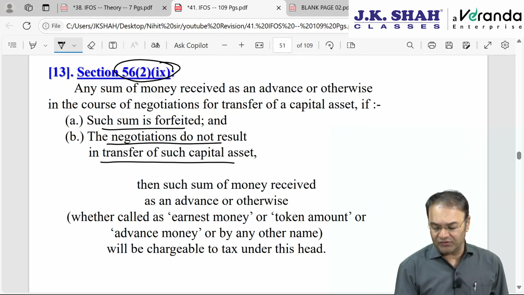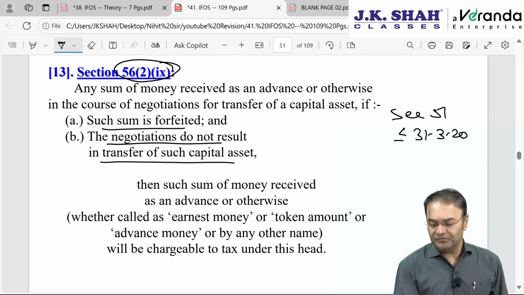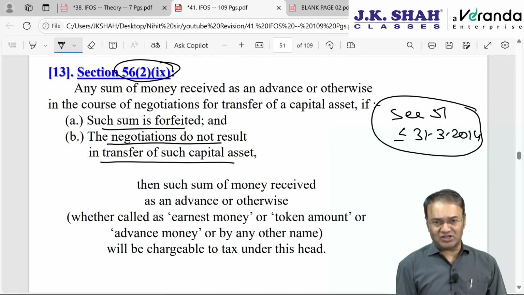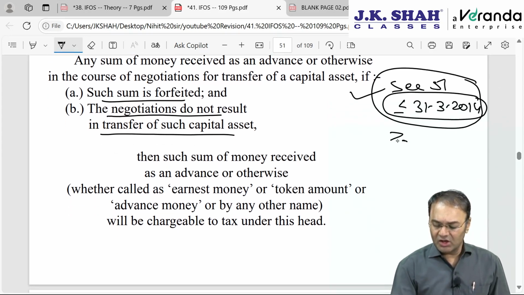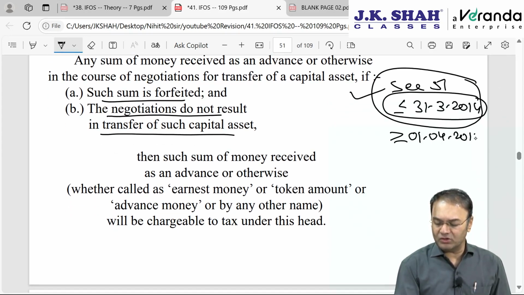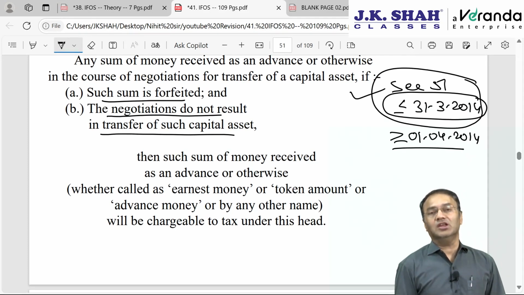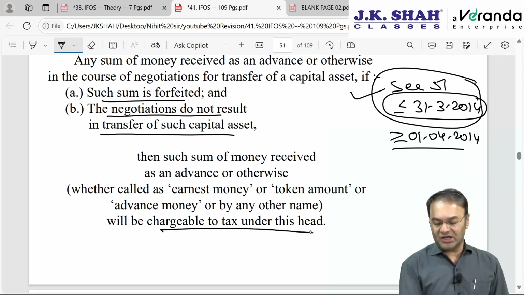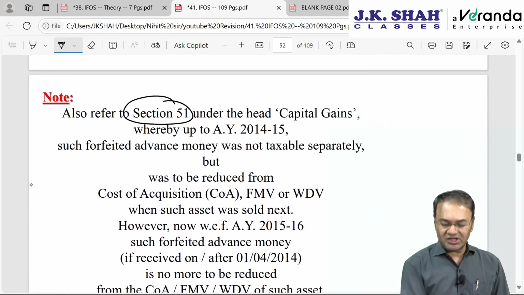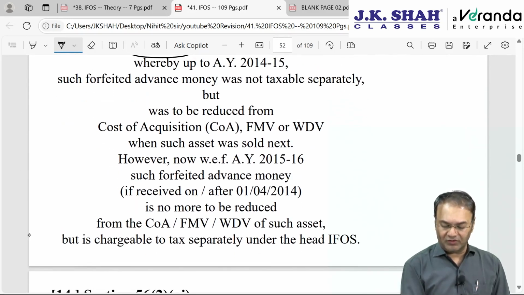Earlier it was governed by section 51 up to 31st March 2014. Because of some inherent defect, that section is still there, applicable if the advance was received up to 31st March 2014. The new government introduced this: if advance is forfeited on or after 1st April 2014, then it will be taxable under the head income from other sources, in the year of forfeiture, whether it is called advance money, earnest money, token amount, or by any other name. Earlier section 51 was applicable up to AY 14-15.